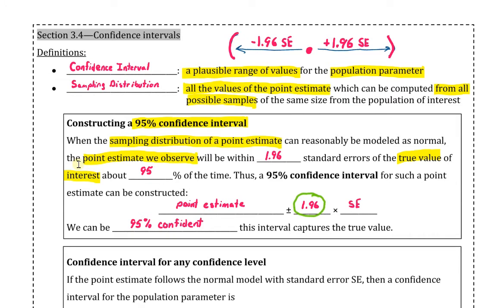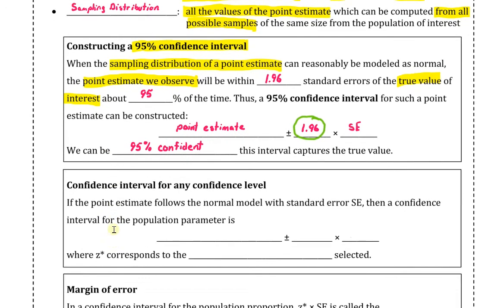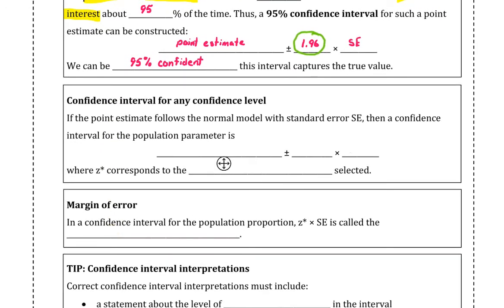This method for constructing the 95% confidence interval can now be generalized to construct a confidence interval for any confidence level. If the point estimate follows the normal model with a standard error, SE, then a confidence interval for the population parameter can be constructed by looking at your point estimate plus or minus a critical value times your standard error, where Z, your critical value, will correspond to your desired level of confidence.